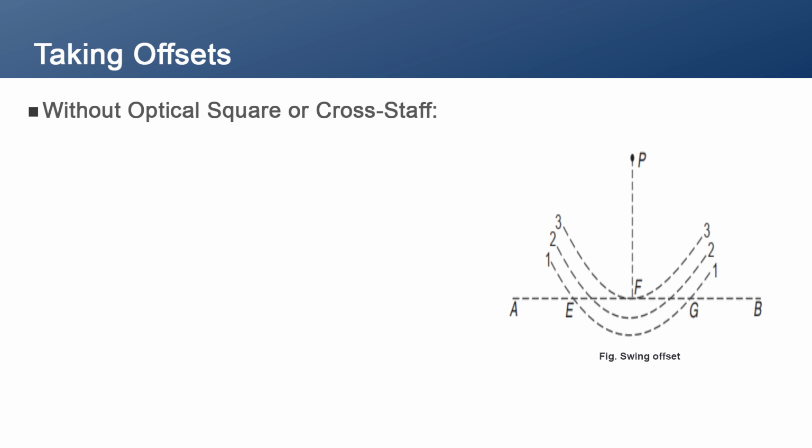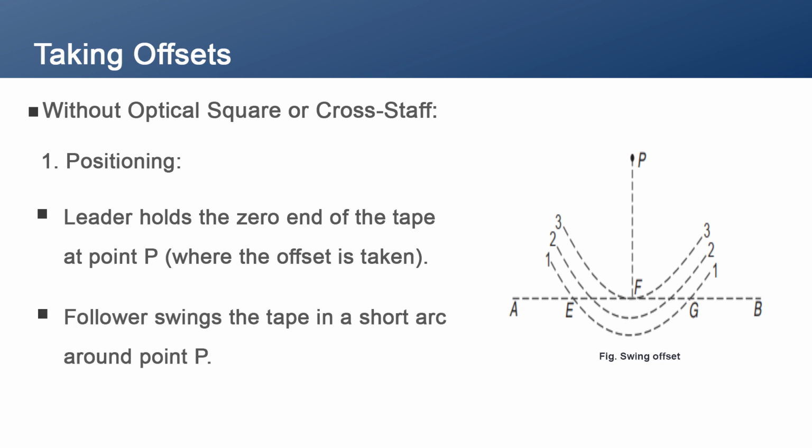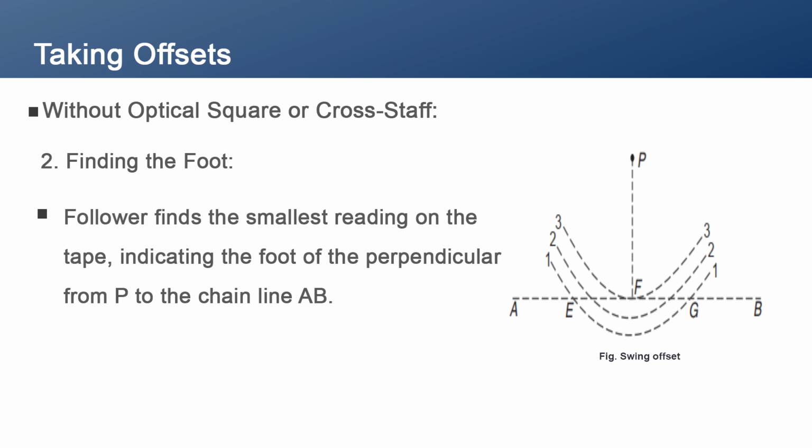If you don't have an optical square or a cross staff handy, you can still take an offset, and here is how it is done. First is the positioning. Here, the leader, and that is you holding the 0 end of the tape, stands at a point P where you want to take the offset. The follower, your friend, swings the tape in a short arc around point P. Next, finding the foot. The follower looks for the smallest reading on the tape. This is the spot, the foot of the perpendicular from P to the chain line AB. This type of offset is called a swing offset.